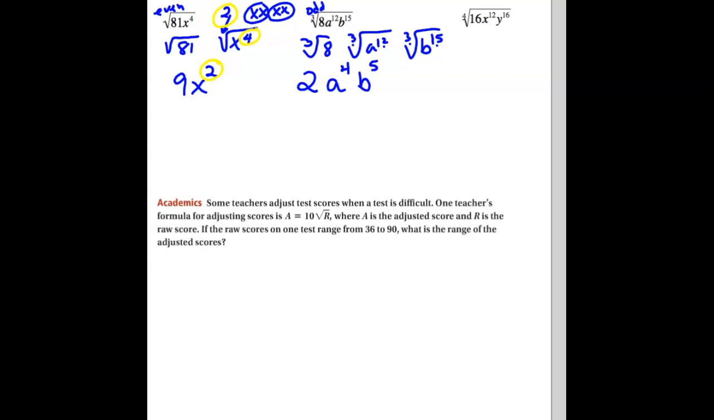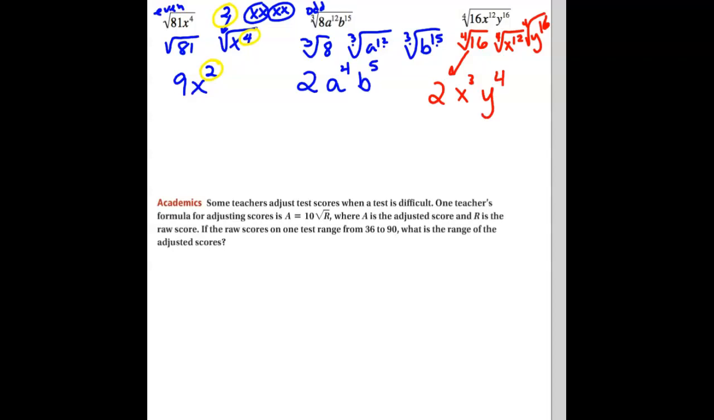Our next one, we're doing the fourth root of 16, x to the 12th, y to the 16th. The fourth root of 16 comes out as a 2. The fourth root of x to the 12th, we have 12 x's. We want them in groups of 4. We get 3 groups. For the y to the 16th, when we take its fourth root, 16 y's, and we're taking them in groups of 4, we can make 4 groups.